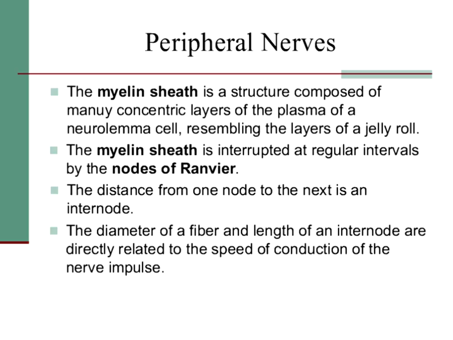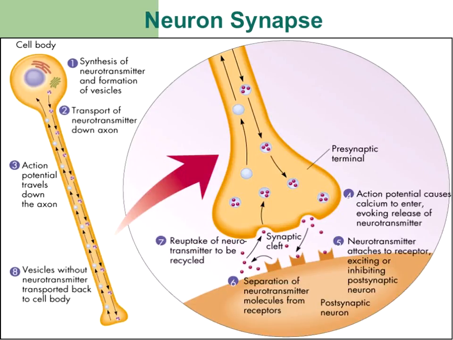So here's a neuron synapse. One, you have synthesis of a neurotransmitter and the formation of vesicles. That occurs up in the cell body. Then we have transport of the neurotransmitter down the axon. That's where you see number 2, those arrows going down the axon. Three, we have an action potential that travels down the axon.